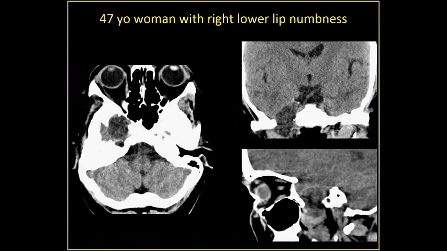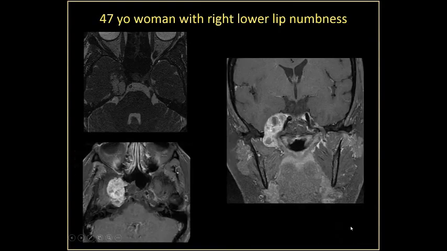So now let's look at the brain window, or the soft tissue window of this lesion. So you can see this lesion in the middle cranial fossa. You see it much better on the coronal and sagittal reconstructions here. It's fairly well circumscribed, and this lesion is going through and through the foramen ovale here. So let's examine this on an MRI now.